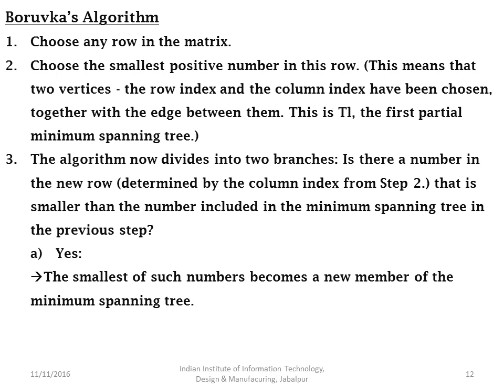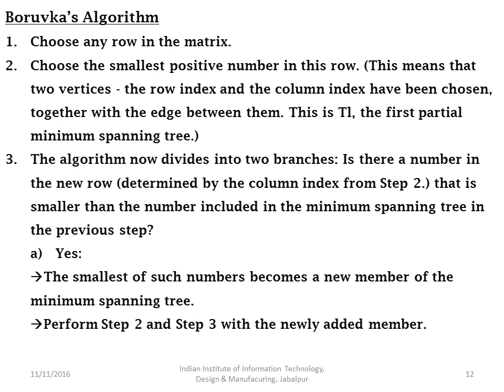Then the algorithm divides into two branches. Is there a number in the new row determined by the column index from step 2 that is smaller than the number included in the minimum spanning tree in the previous step? If yes, the smallest of such numbers becomes a new member of the minimum spanning tree. Then perform step 2 and step 3 with the newly added number. If no, choose a different row and perform step 2 and step 3.